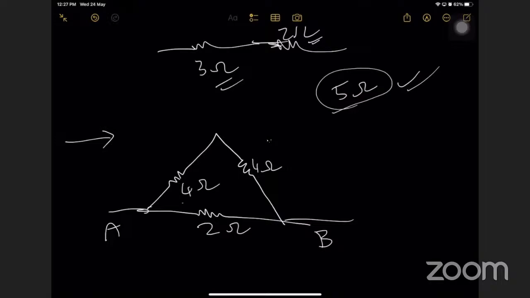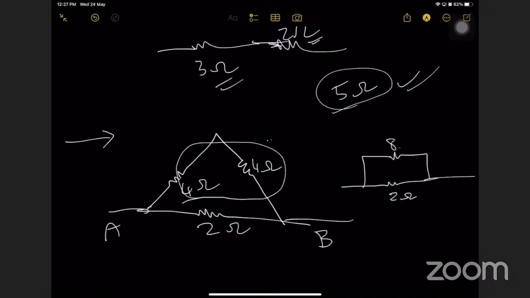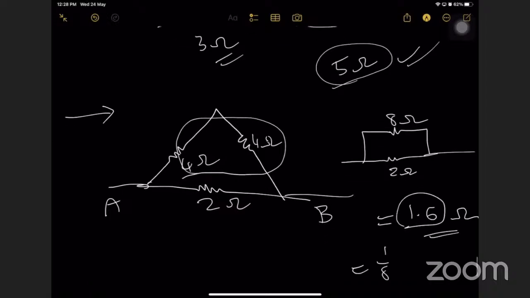First of all, these two are in series. Do you agree? Yes, sir. So it will be 2 ohms. And this 4 and 4 are in series, so that will be 8 ohms, right? And the effective resistance of these two will be 1.6, right? Yes, sir. All you need to do is 1 by 8 plus 1 by 2 equal to 1 by R effective. If you solve this, you will get R effective as 1.6.